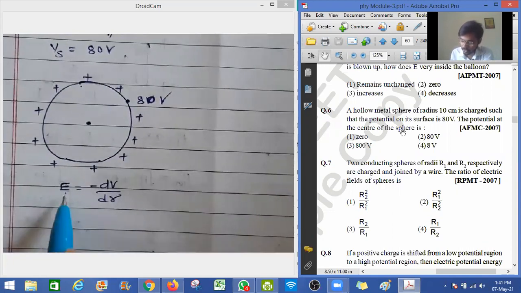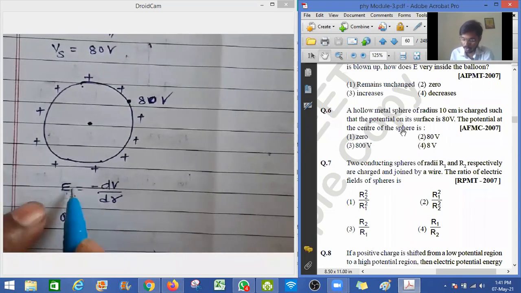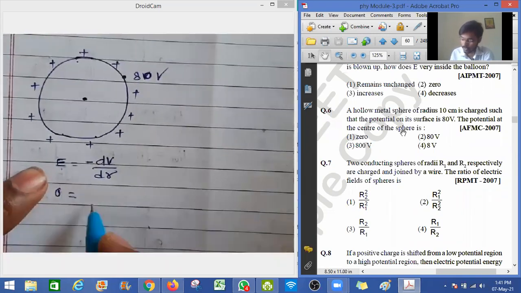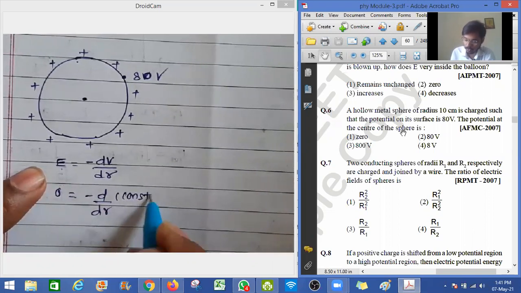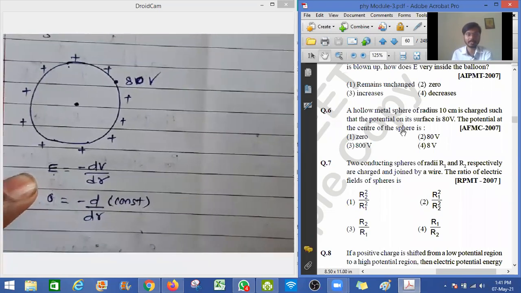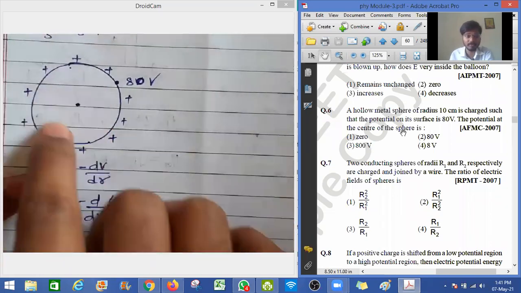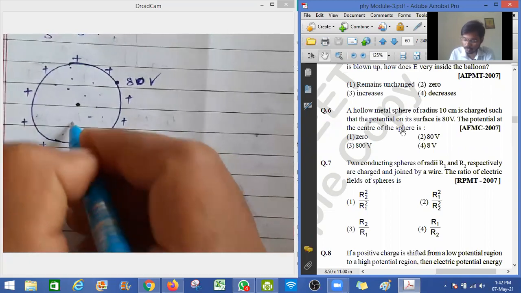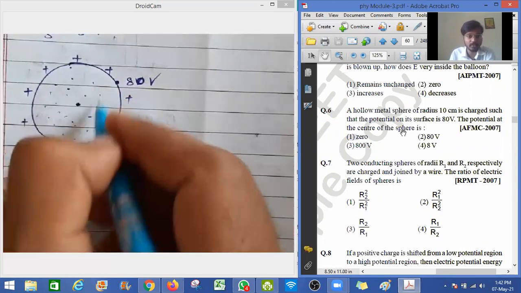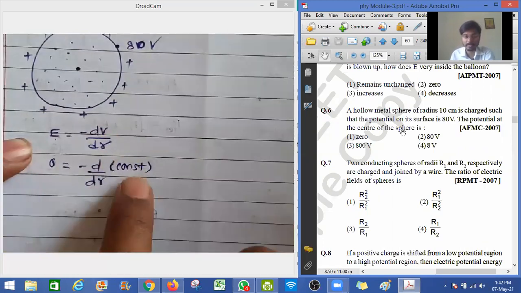Sir, electric field 0 means constant's derivative 0 येतं. It means minus d by dr of some constant value. What is that constant value? That constant value should be everywhere, anywhere inside electric field तर 0 आहे. So anywhere inside electric field जर 0 असेल तर anywhere inside potential काय असलं पाहिजे?